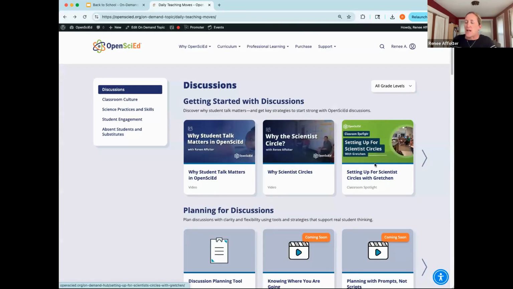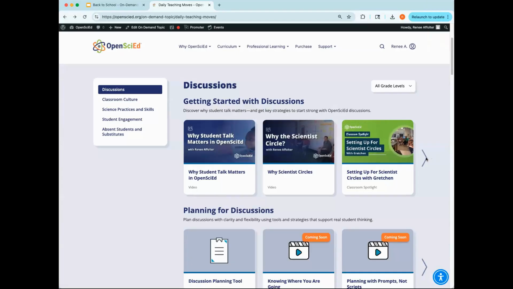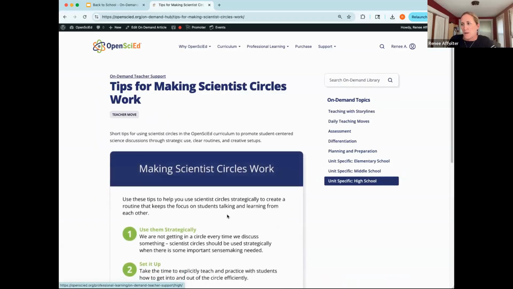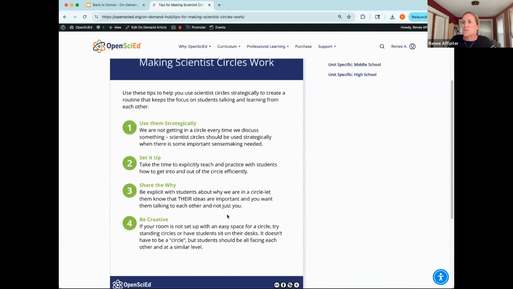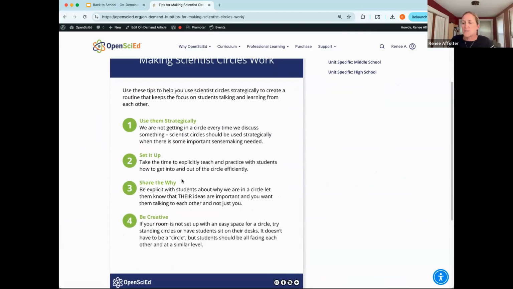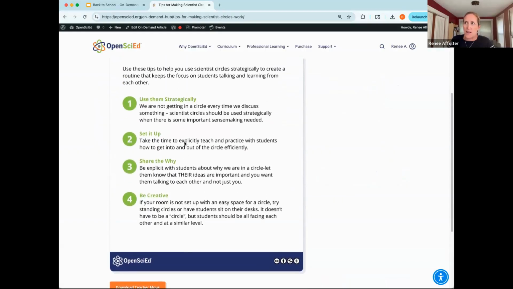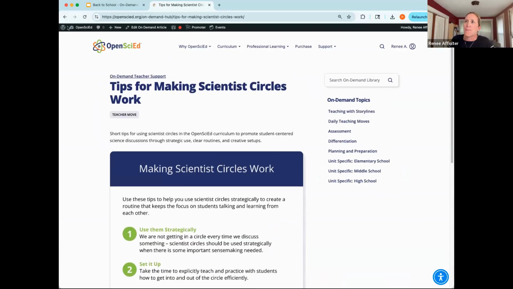I mentioned that we have these classroom spotlights. So here's a classroom spotlight where a teacher is showing how she sets up scientist circles in her awkwardly shaped room, how she gets them going around the desks, and what that looks like, as well as a teacher move. So if I click on a teacher move, this one's about tips for making scientist circles work, and you'll see there's short strategic tips, and you could always download that teacher move if you wanted to print it out and have it on your desk available.